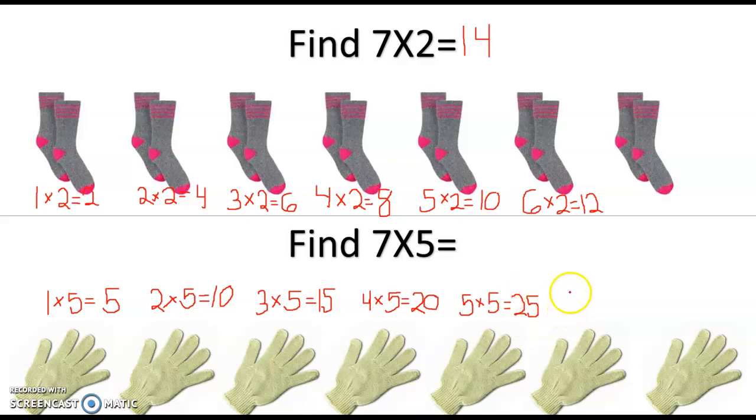What if I have 6 gloves? 5 fingers on each glove. So we have 6 gloves, 5 fingers on each is 6 times 5. 5, 10, 15, 20, 25, 30 fingers altogether.